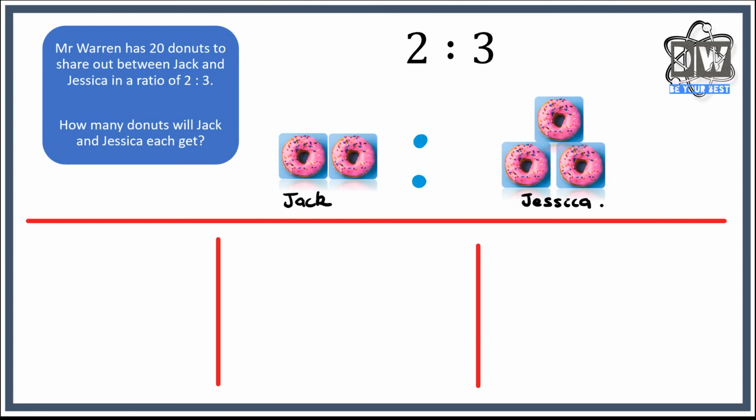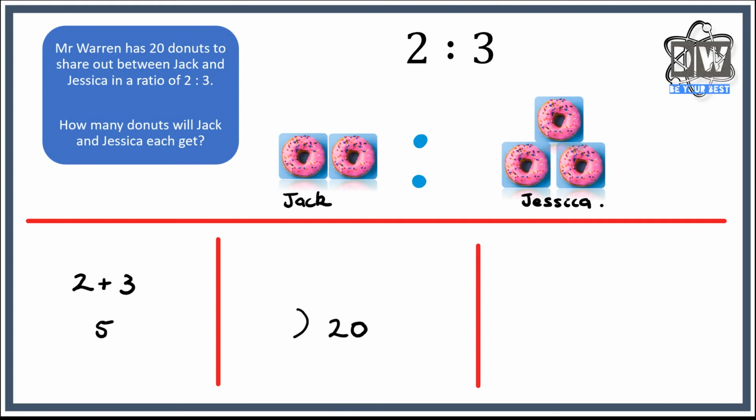We add our 2 and our 3 together, and that will give us 5. Okay, so we've got 5 parts in total. Remember, we want to find out what 1 part is, or what the value of 1 is worth. We're going to take our 20 now, and we're going to divide 20 by our total parts, which is 5.